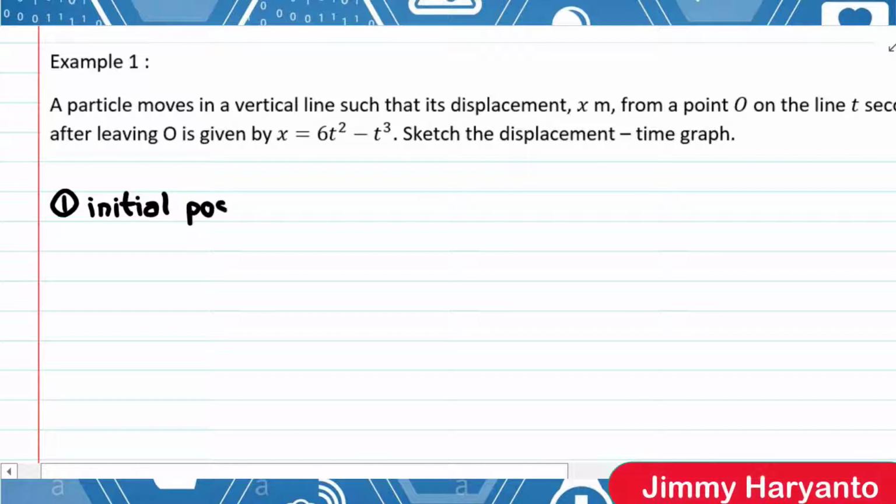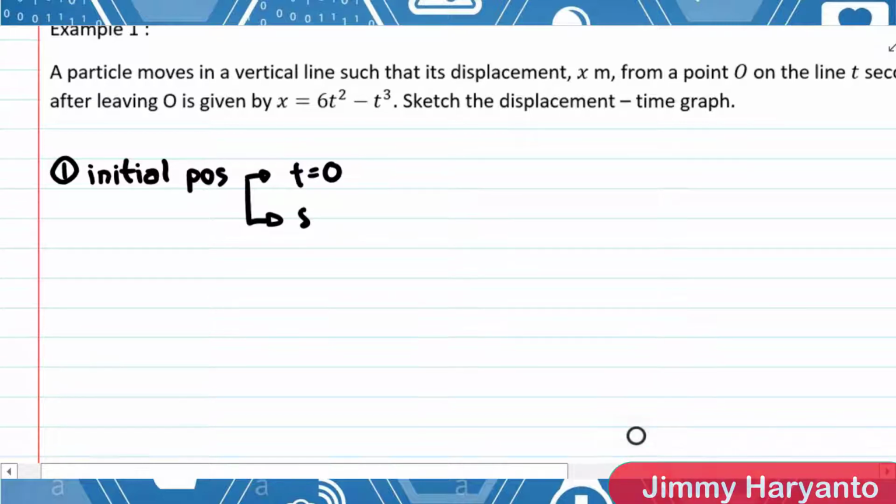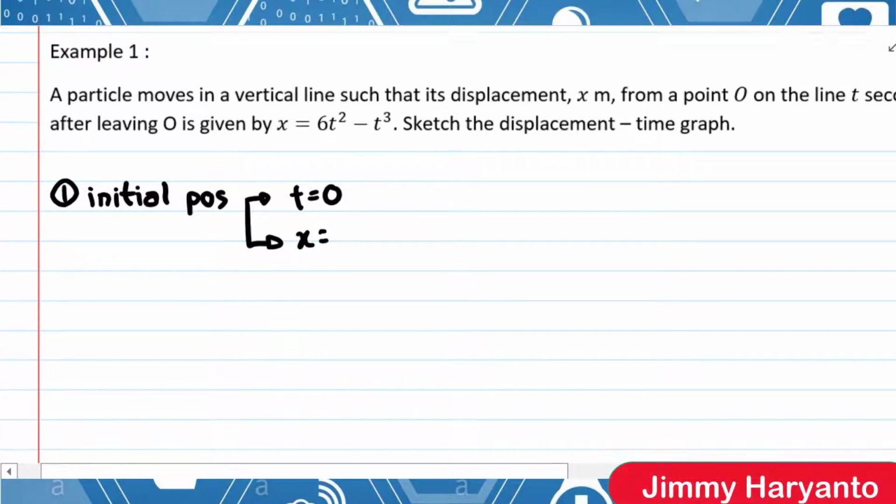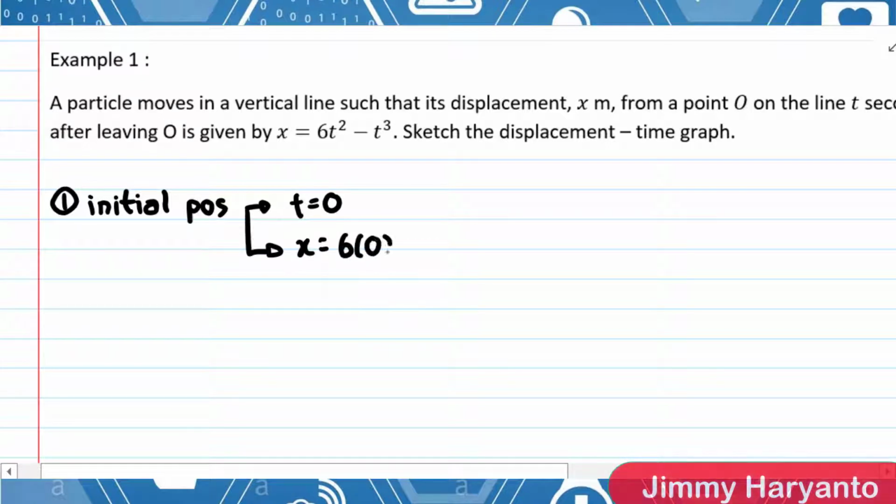Initial position means t equals 0, and when t equals 0, the value of the s, or you can say x in this question, will be 6 times 0² minus 0³. So you'll have x equals 0 meters. So later we have to sketch from 0 meters, (0, 0).